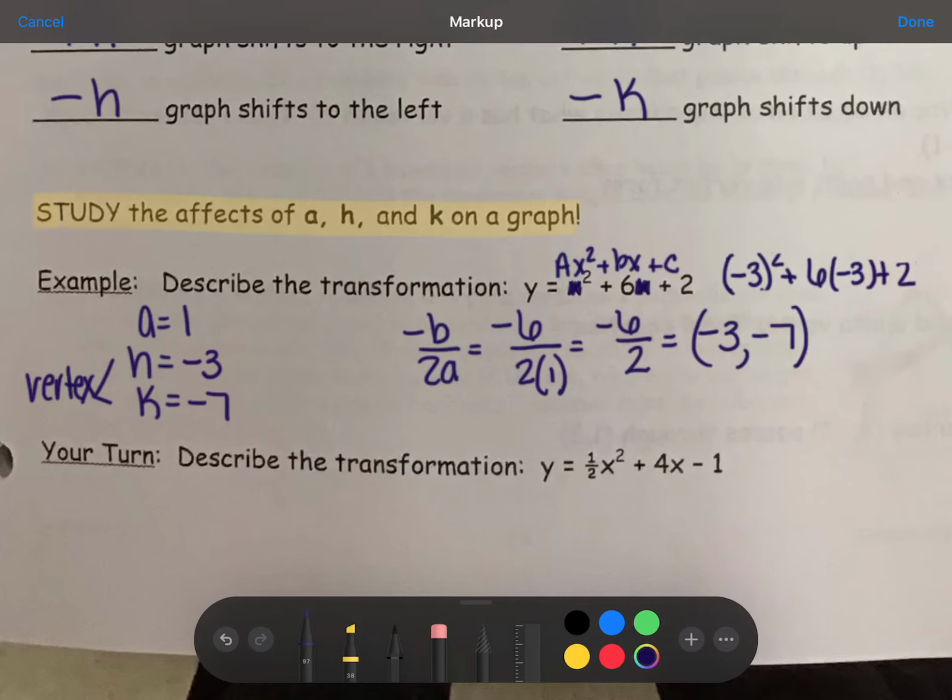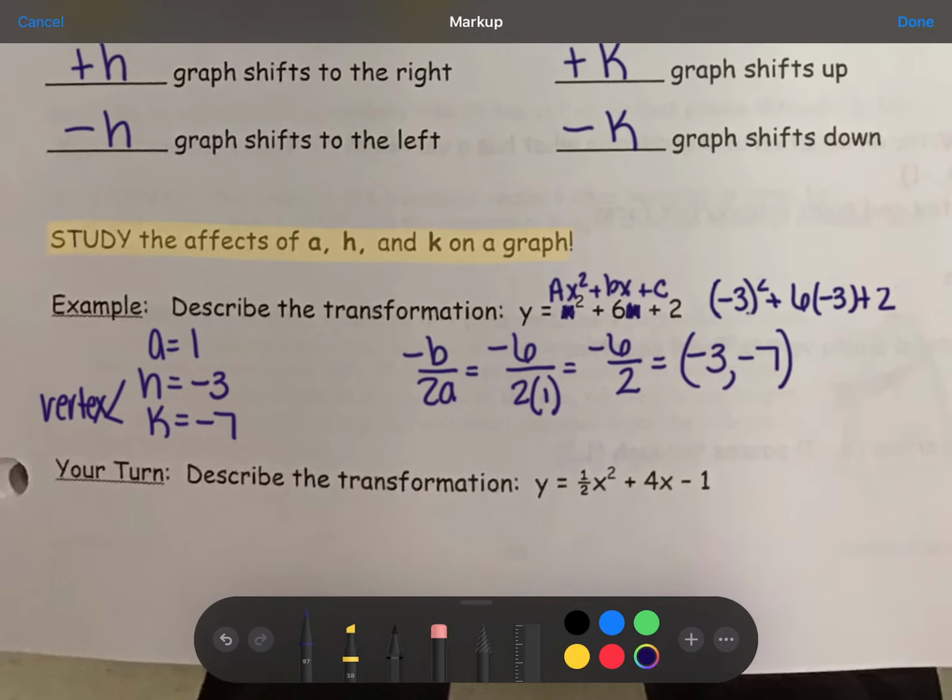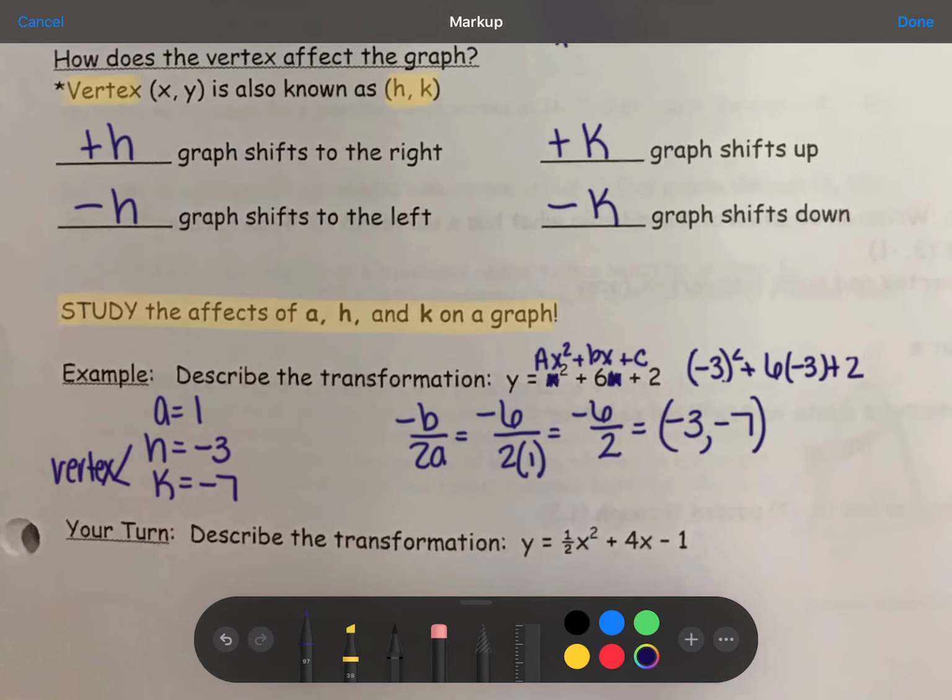So let's talk about h of negative 3. Remember h, if you look up here at the vertex, a negative h is going to shift my graph to the left. So this is left 3. And a negative 7 on the k value tells me we're going down 7. So that is how you would describe that graph compared to the parent graph.